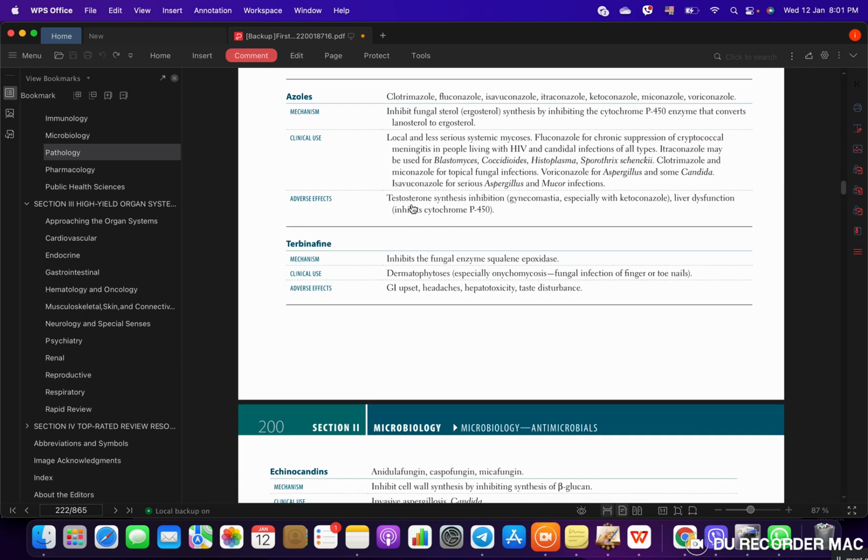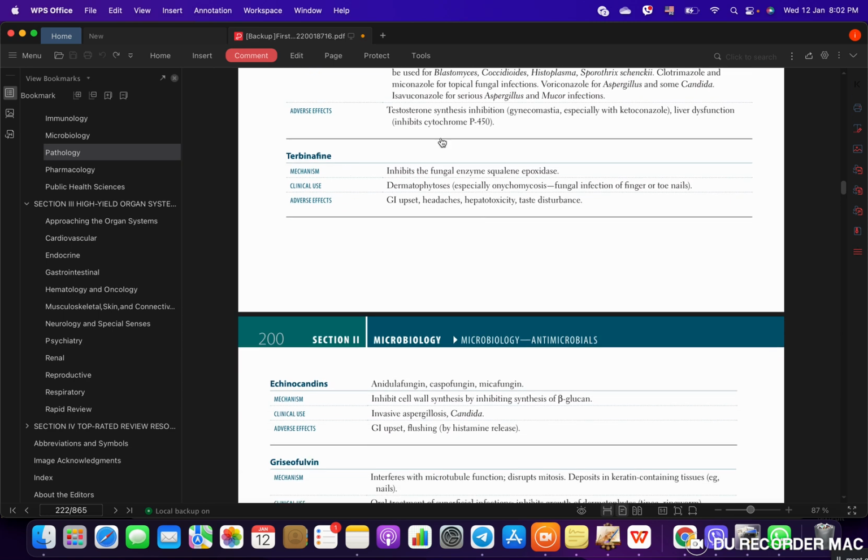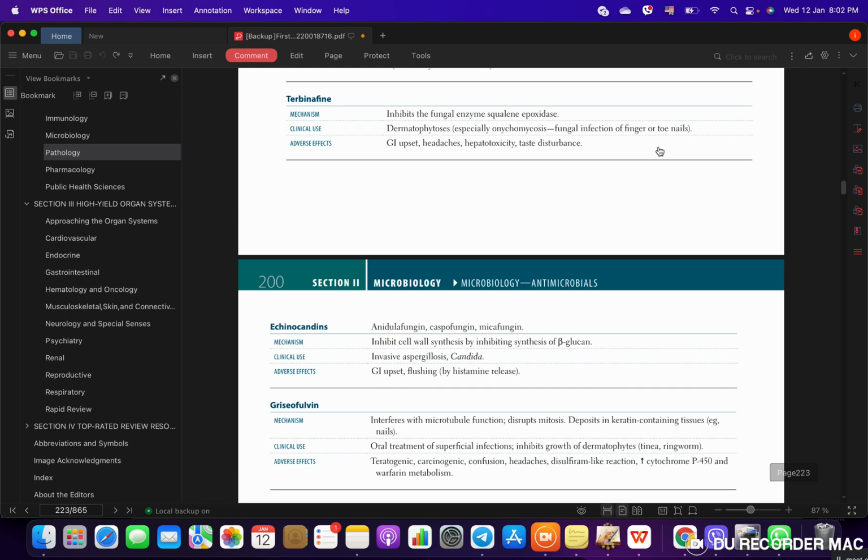Okay, the adverse effect: testosterone synthesis inhibitor leading to gynecomastia, especially the ketoconazole one. Ketoconazole is one of the oldest drugs in existence, that's why it has the highest risk. Liver dysfunction by inhibition of the cytochrome P450 is possible as well. So if we inhibit the liver cytochrome P450, what is going to happen to the level of the drugs metabolized by this enzyme? They will become higher, absolutely.